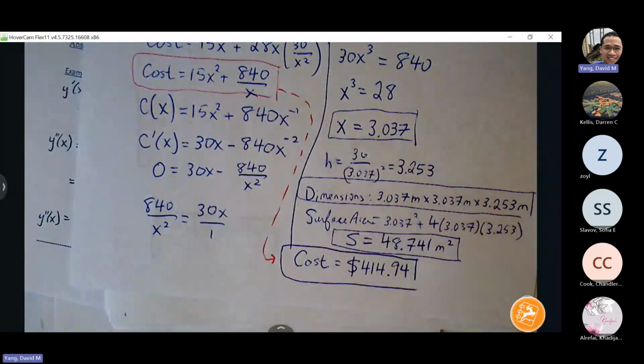Right. So once you solve for x, there's no more creation that's going on, right? You're just looking for whatever the problem is asking. So the most I can ask you are these three things: your dimensions, your surface area, and your cost. And you already have all the equations that you've built previously to get to this stage.